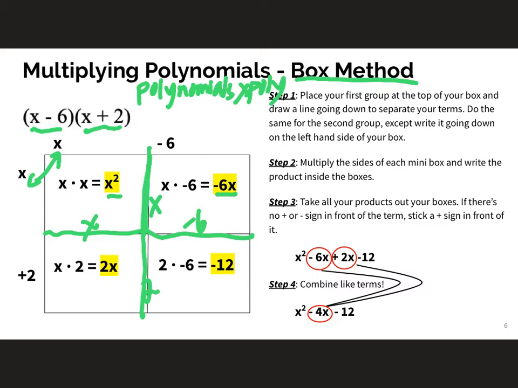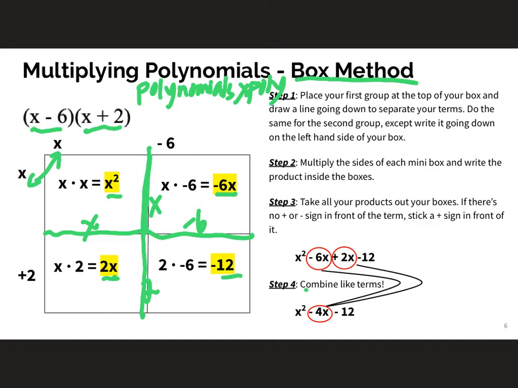So after I've multiplied all of my boxes together, I end up getting these four terms: x squared, negative 6x, 2x, and negative 12. I want to write them out and combine them with addition. So I have x squared minus 6x plus 2x minus 12.